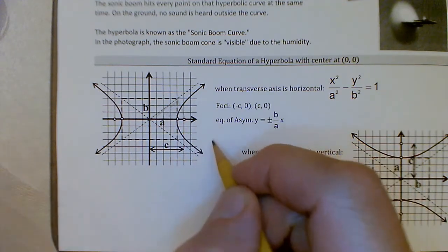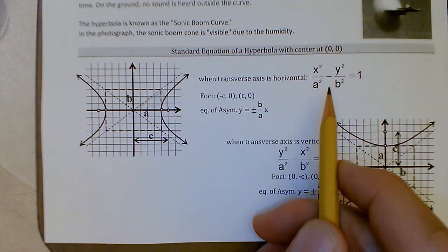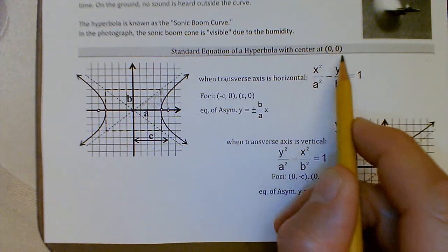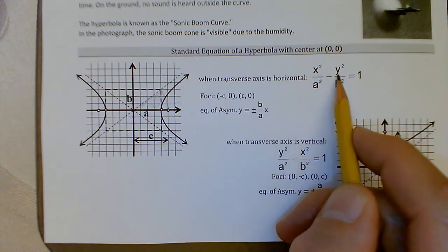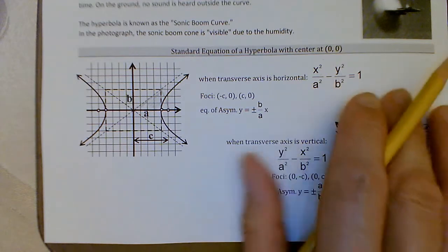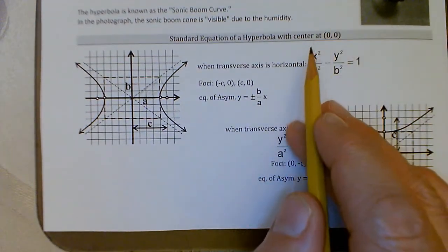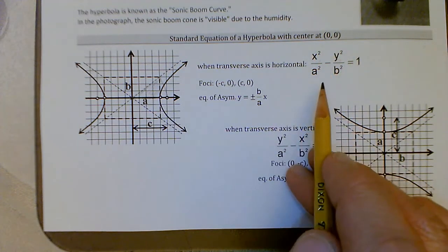C is 5 in this case, so I kept it pretty simple. These are examples, too, of equations where the center of the hyperbola is at 0, 0. So you don't have the x minus h and the y minus k like you would on the next page when the center is no longer at 0. But let's just start with the simplest case here.